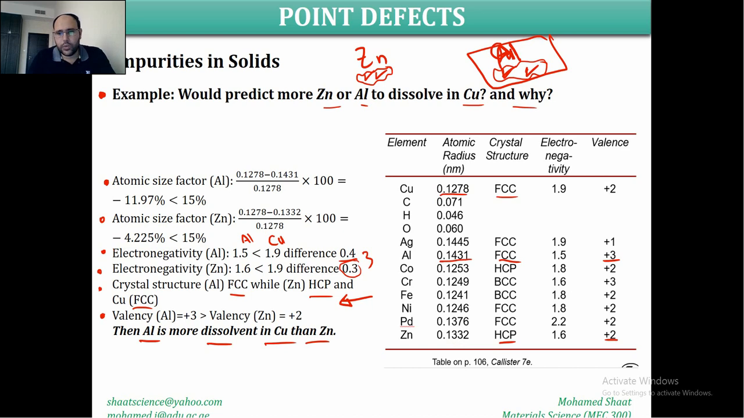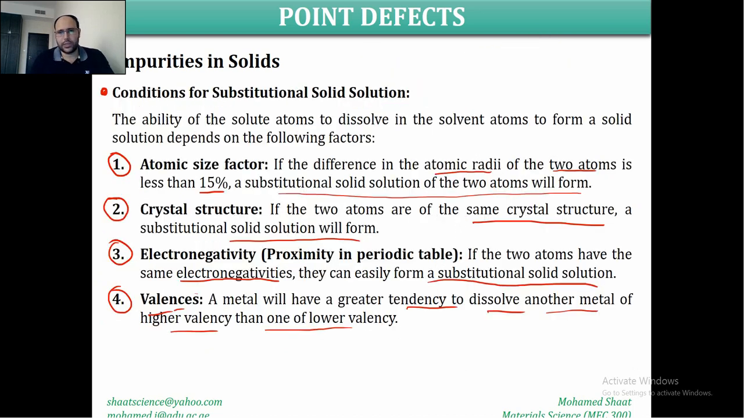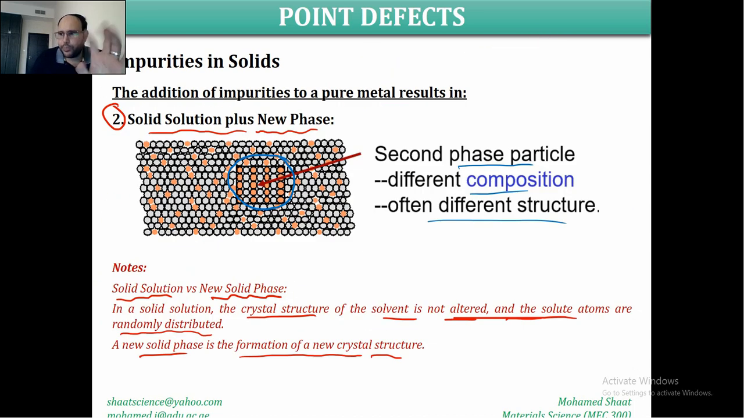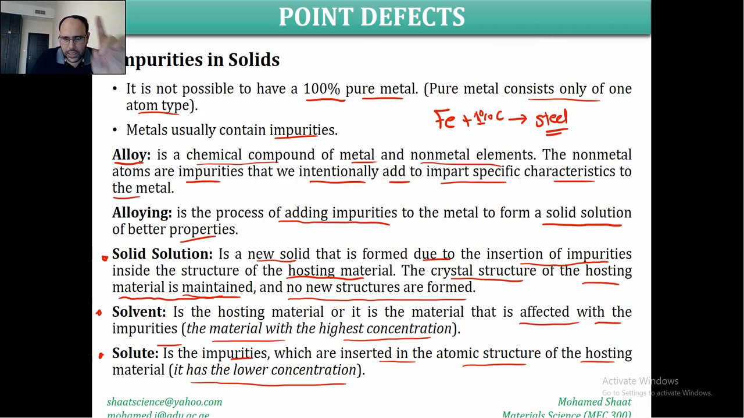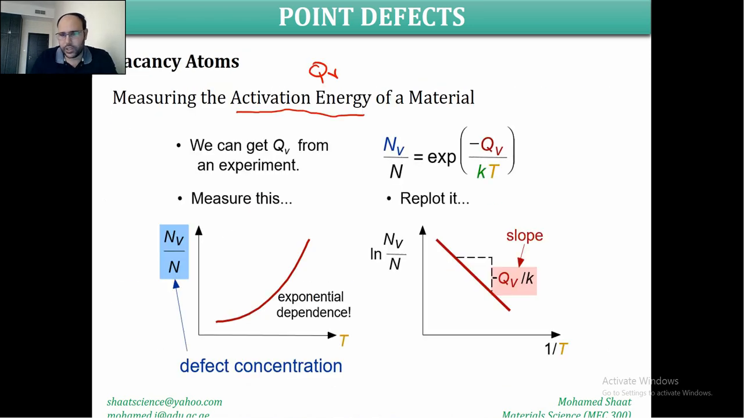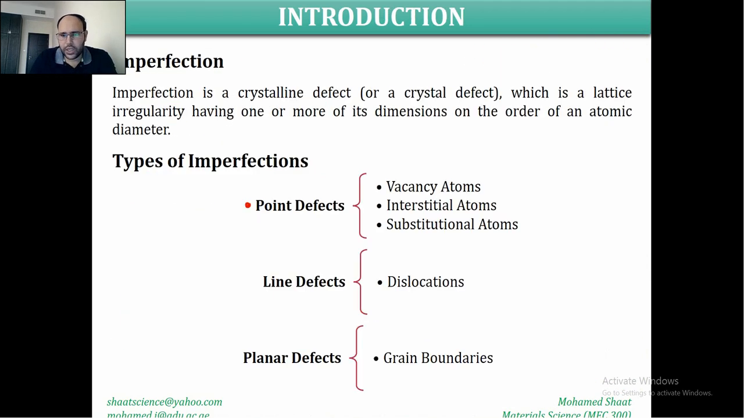That's it for today. The objective was just to discuss point defects. We discussed in general what an imperfection or a defect inside the material structure means. We said that we have 3 groups of defects or imperfections. We discussed the first group, which is point defects.